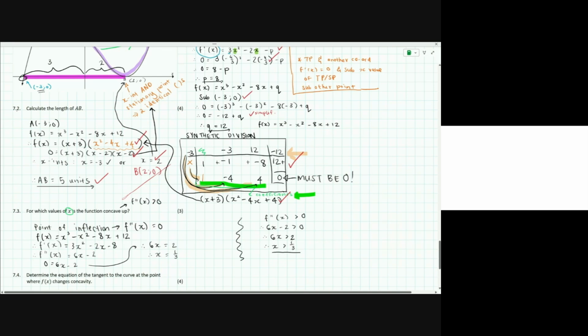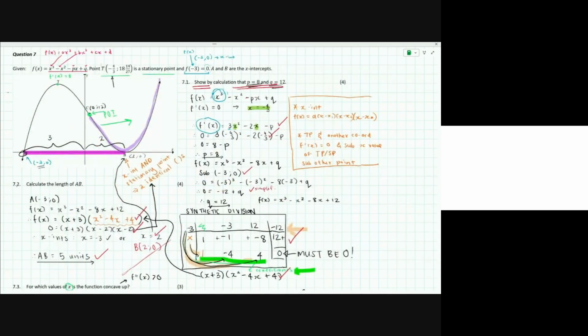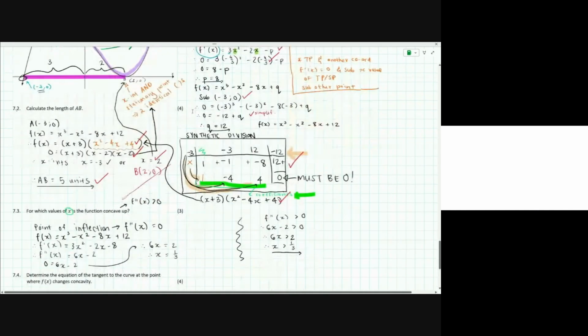Now this gives you your answer immediately. Remember the question said, for which values of x is the function concave up? And I said to you that as long as we know where our point of inflection is, I then know it's all of my x values greater than, because it's all of the positive x values or x values to the right. So that method with the inequality gives you your answer immediately. You don't need to stress.